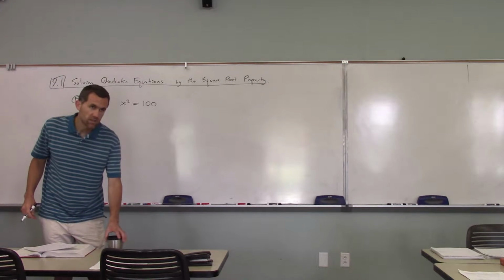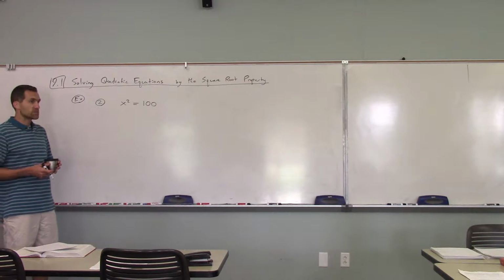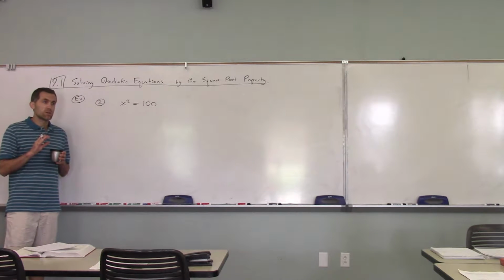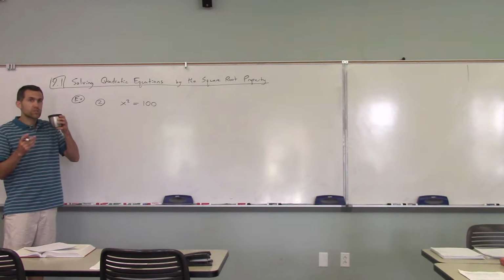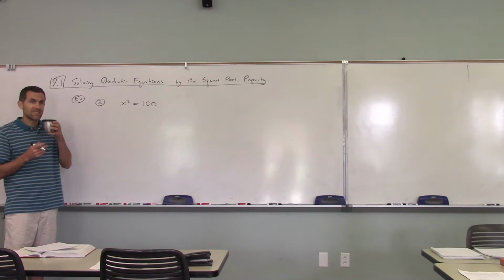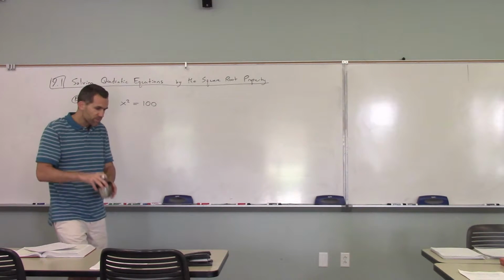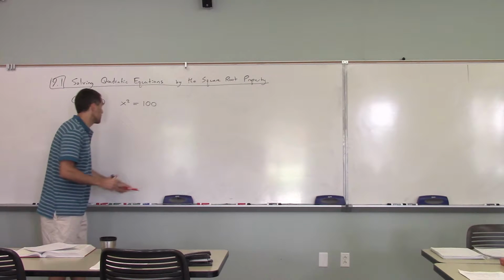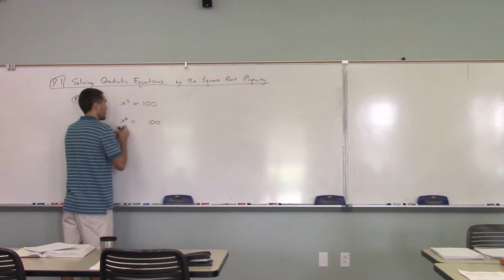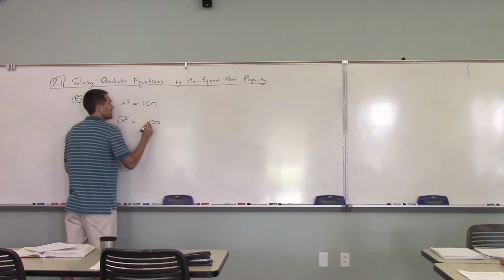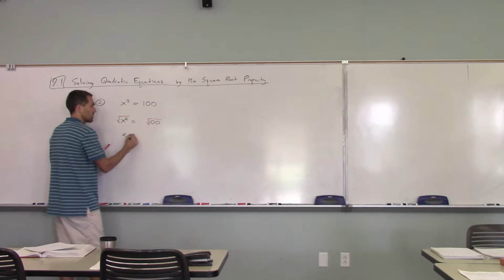Like in chapter 6, we could move it all to one side, factor it, set one factor equal to 0 and the other factor equal to 0. Or we square root both sides. Because what's the square root of x squared? X. Nice. What's the square root of 100?